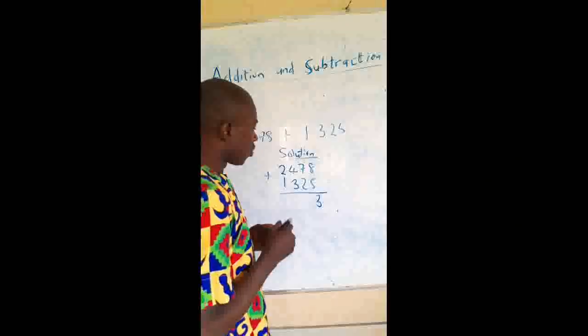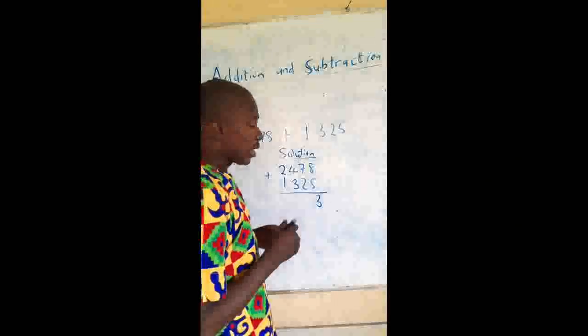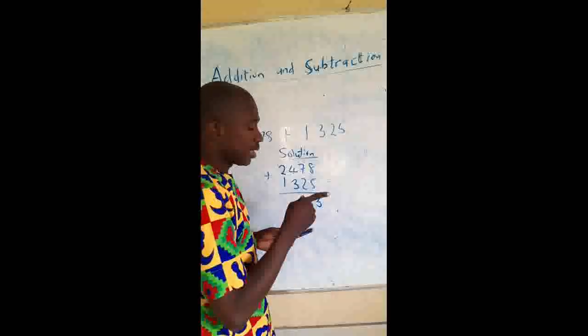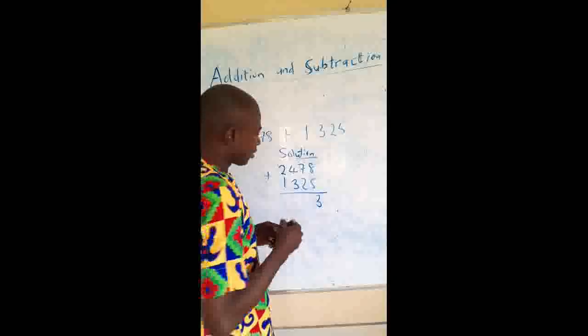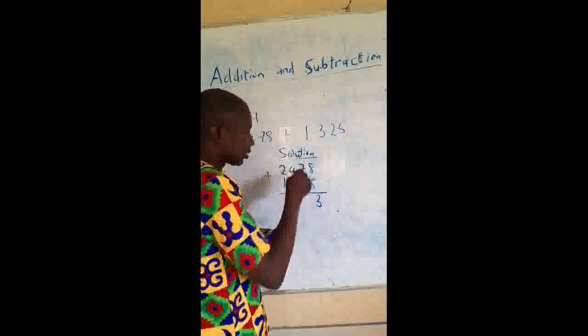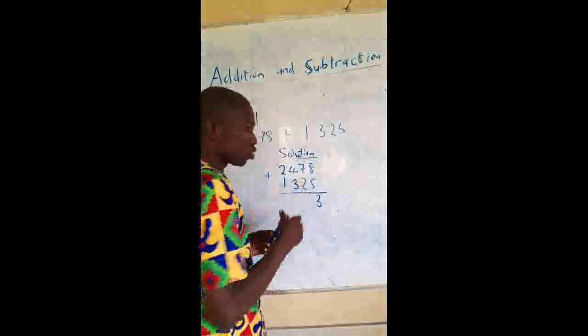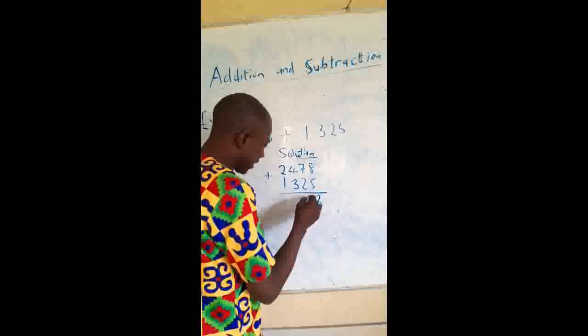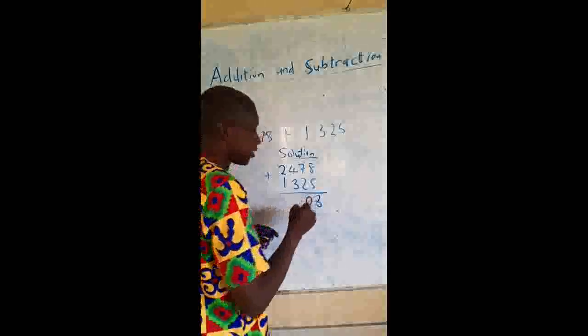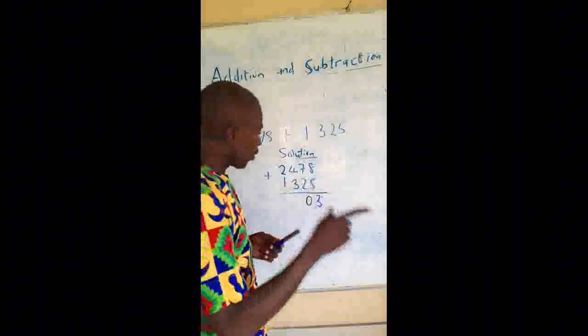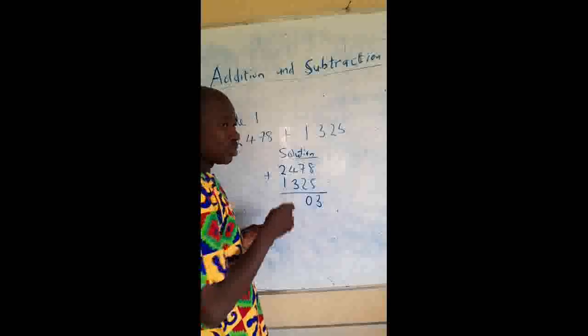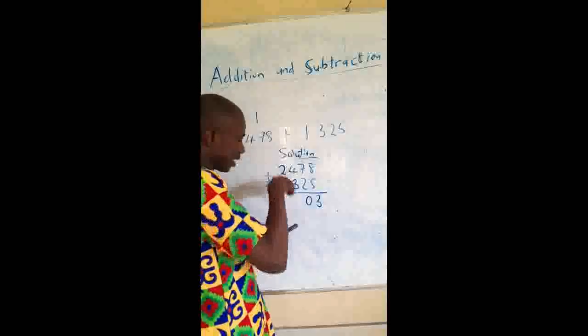Now we carry the 1. We add it to the next number. So 1 plus 7 is 8, plus 2, so this one becomes 10. Now write down the 0. Now that 1 again we carry to the next number.